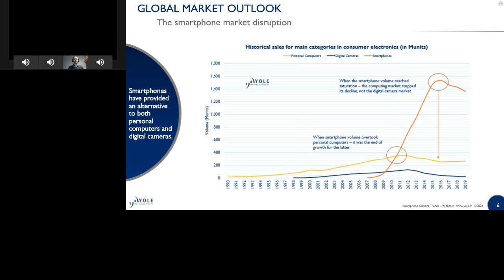Initially, the CMOS camera module technology itself was invented for webcams, and the growth was on the back of computing and computers. So here in this graph, you see the volume of computers being produced every year.